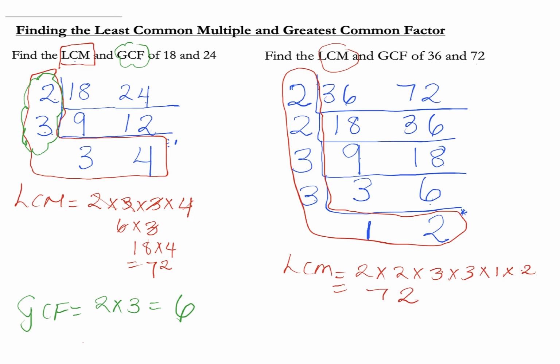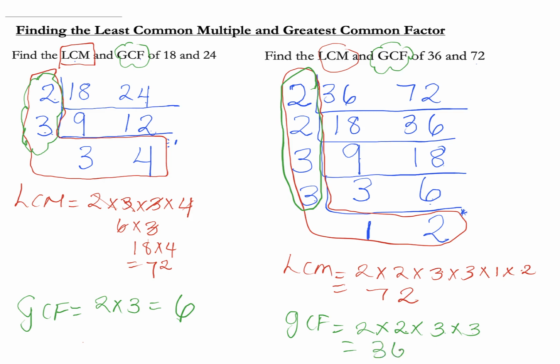Now I want my GCF right here. And for the GCF, remember, you just want the outside part right here. You just want that horizontal. So your GCF is 2 times 2 times 3 times 3. 2 times 2 is 4. 4 times 3 is 12. 12 times 3 is 36. So your GCF is 36 and your LCM is 72. Sometimes the GCF or the LCM might be one of the numbers that is given to you.